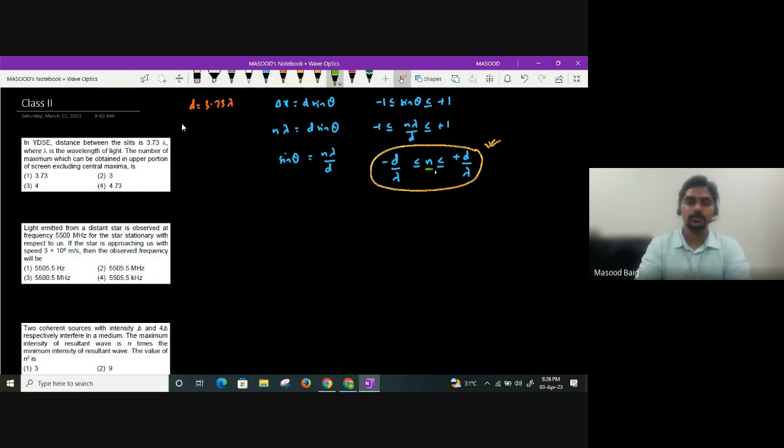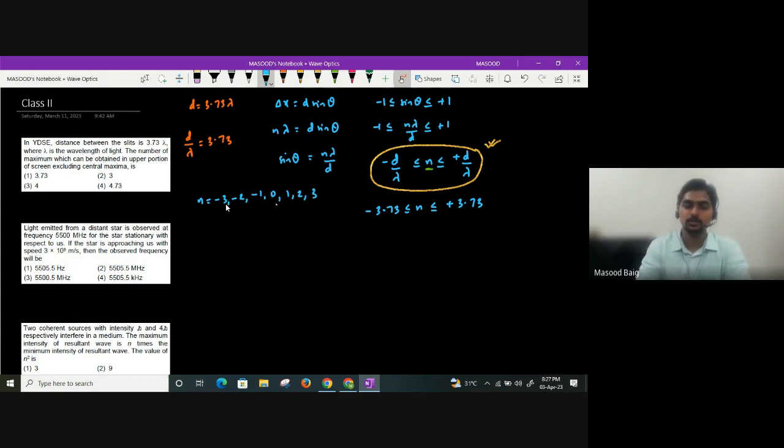So here what did they give? d value is given as 3.73 lambda. So what will d by lambda value be? It will be 3.73. So what will n value lie between? n value will lie between minus 3.73 as well as plus 3.73. Can you please tell me what are the integral values of n here? Integer values, guys: n = -3, -2, -1, 0, 1, 2, and 3. These many integer values of n we have.